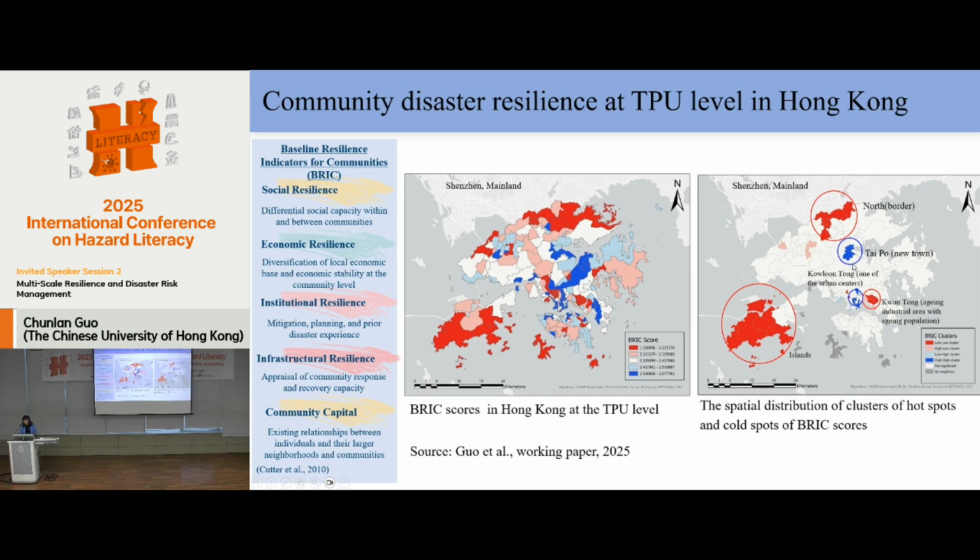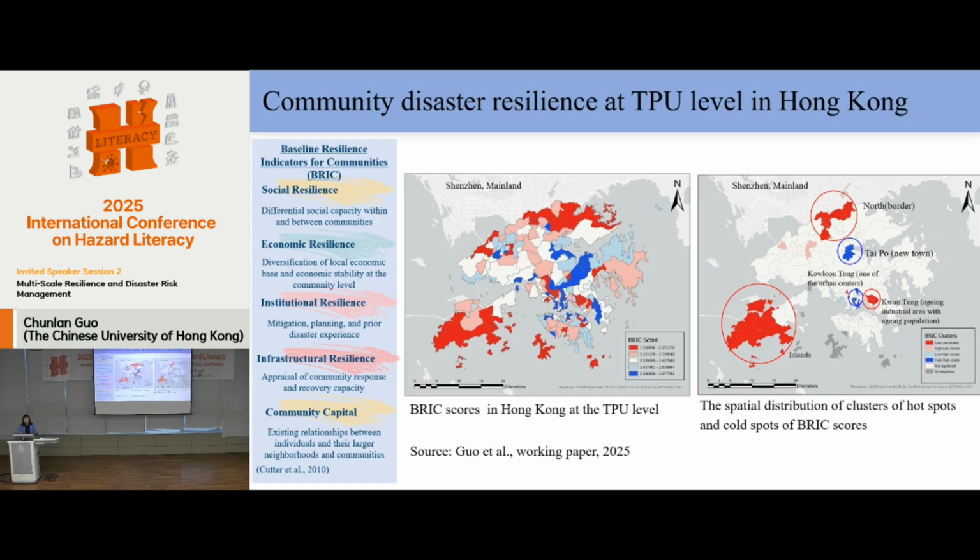Here, the hot spot they are in blue. The cold spot they are in red. Red means low cluster. That means those communities report lower marks in community resilience, and their surrounding community also report low. And for the ones in the north, north means the border. Yeah, Hong Kong and Shenzhen share the border. And the island area, the airport is here, as well as Kwun Tong. Kwun Tong is an old industry area with a large amount of elderly people.